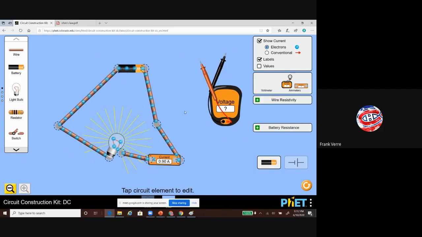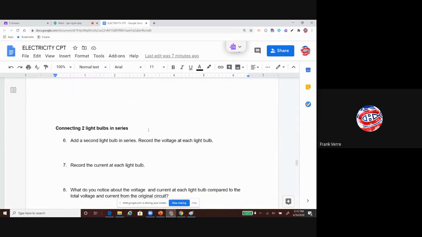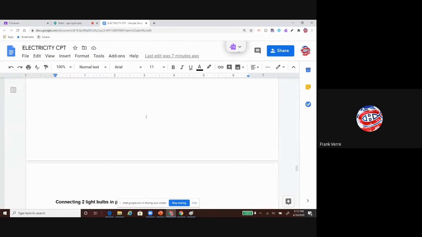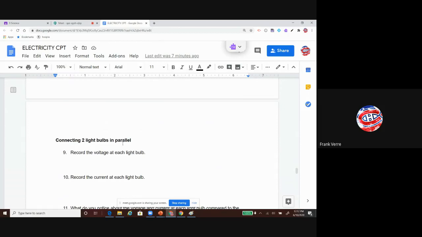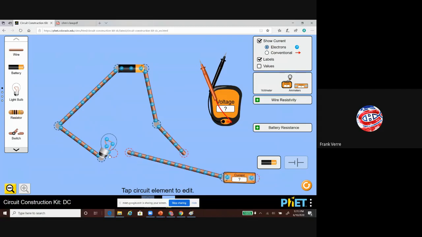You're also going to be asked to put light bulbs in series. So for example, if I follow along and go to the next section, it says connect 2 light bulbs in series, but it also says to connect 2 light bulbs in parallel. So let's do that together, and that way you know how to do that. So let me remove the ammeter. Get rid of this. Move this out of the way.